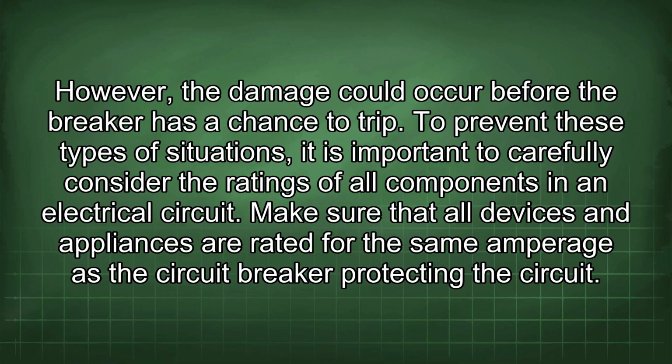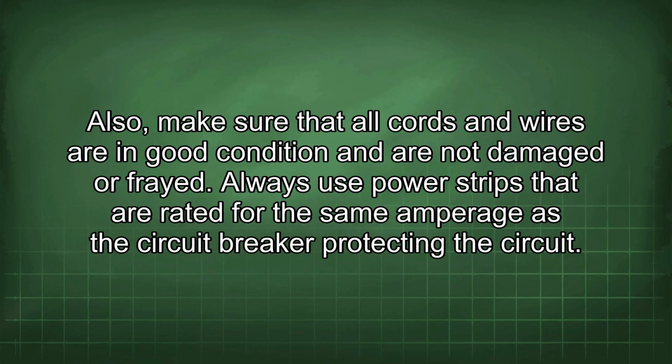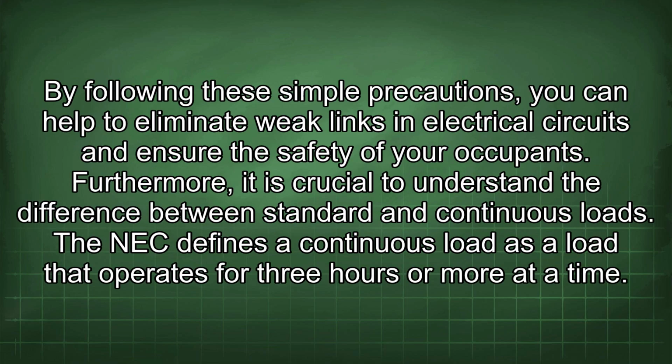To prevent these types of situations, it is important to carefully consider the ratings of all components in an electrical circuit. Make sure that all devices and appliances are rated for the same amperage as the circuit breaker protecting the circuit. Also, make sure that all cords and wires are in good condition and are not damaged or frayed. Always use power strips that are rated for the same amperage as the circuit breaker protecting the circuit. By following these simple precautions, you can help to eliminate weak links in electrical circuits and ensure the safety of your occupants.